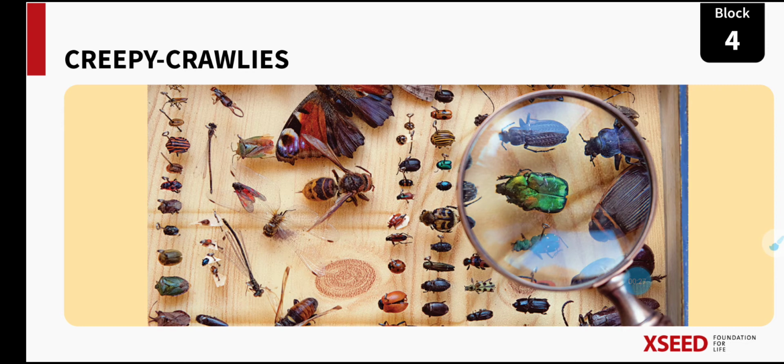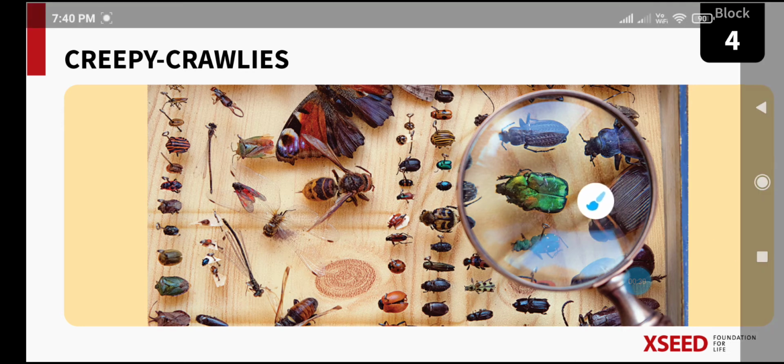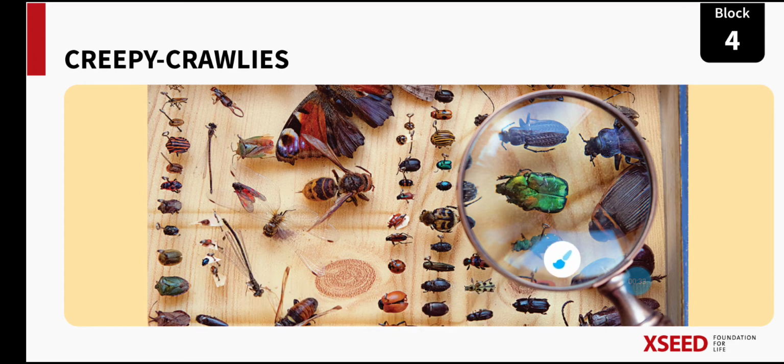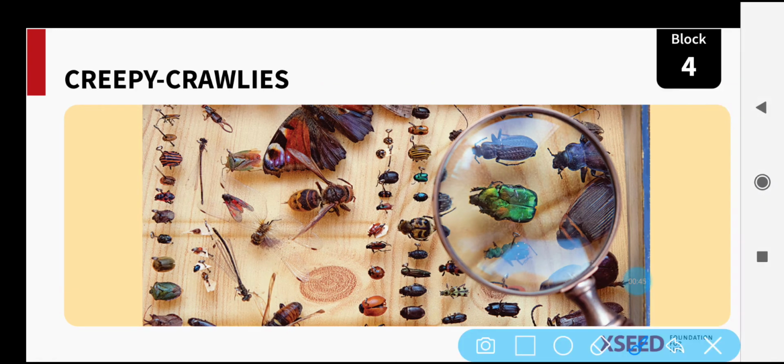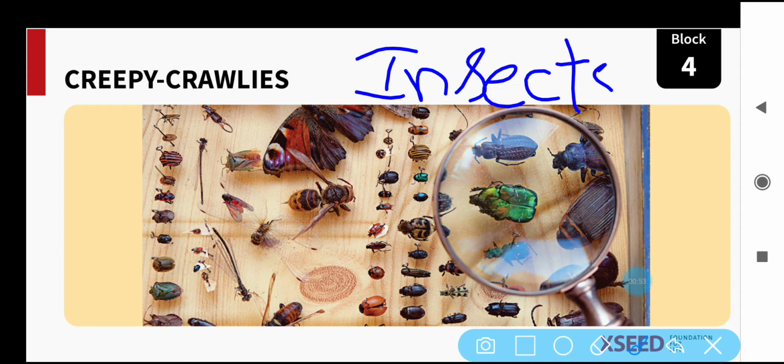So, to identify your lesson name, you can see the pictures of all these living creatures and identify which group all these living organisms come under. You know very well, they all are insects. So in today's class, we are going to learn about insects, how they are different from birds, what are their features, and why we are calling them creepy and crawlies.